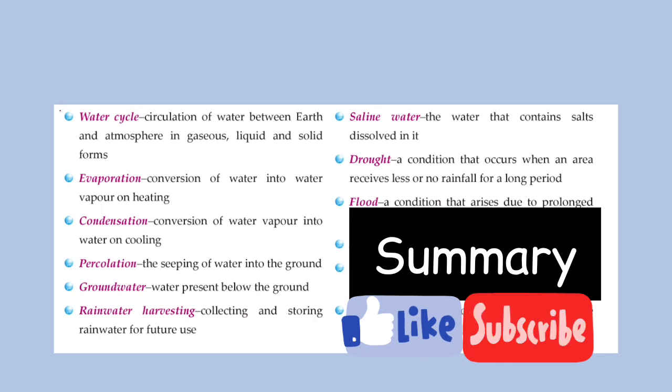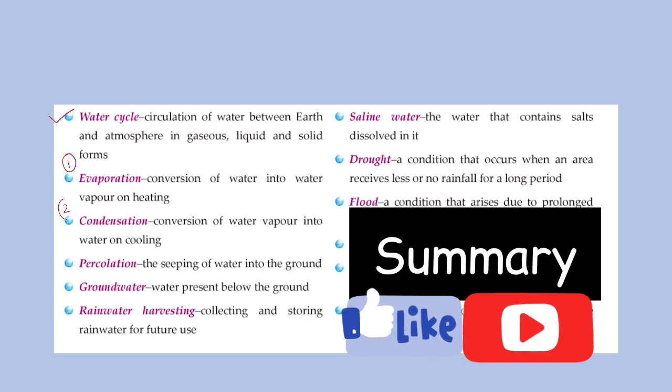Let's conclude the lesson. We have learned about the water cycle. What is the water cycle? Circulation of water between earth and atmosphere is termed the water cycle. We have understood the various steps of the water cycle, that is evaporation, condensation, percolation, precipitation. We have also understood the different sources of groundwater and saline water. We have also understood the climatic conditions caused due to excessive rain and very little rain, that is drought and flood. Okay, with that we have finished with water.